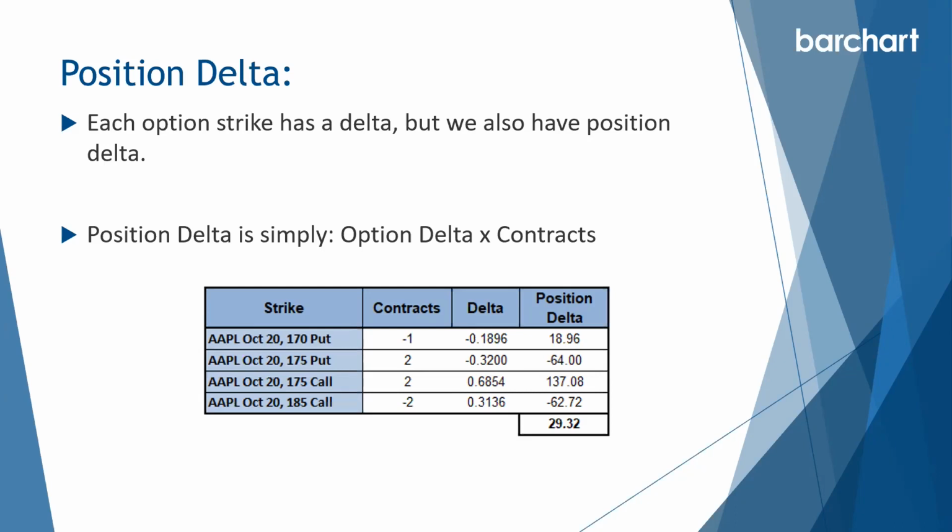What we can then also do is look at the combination of all those four positions, and we can look at our overall position delta across those four strikes and the number of contracts that we're trading. Overall, we've got a position delta of 29.32. So when we look at all those four options together in our portfolio, we've got a position delta of 29, roughly equivalent to being long or owning 29 shares of Apple.